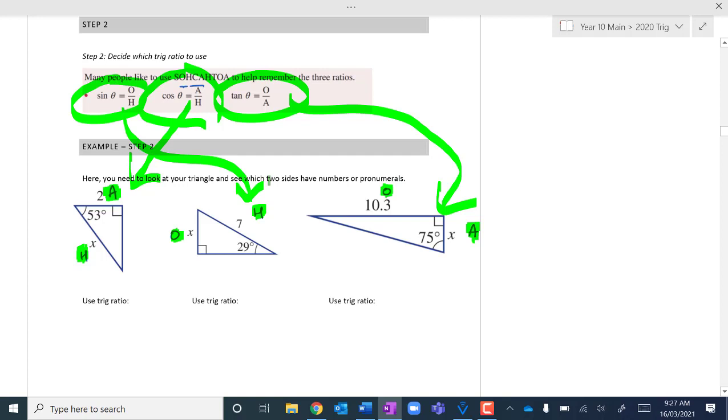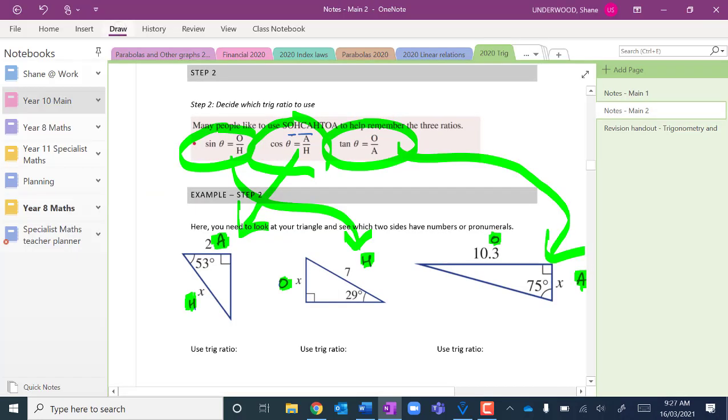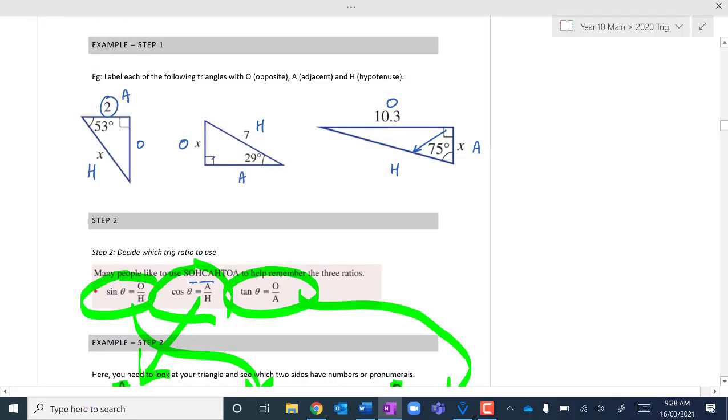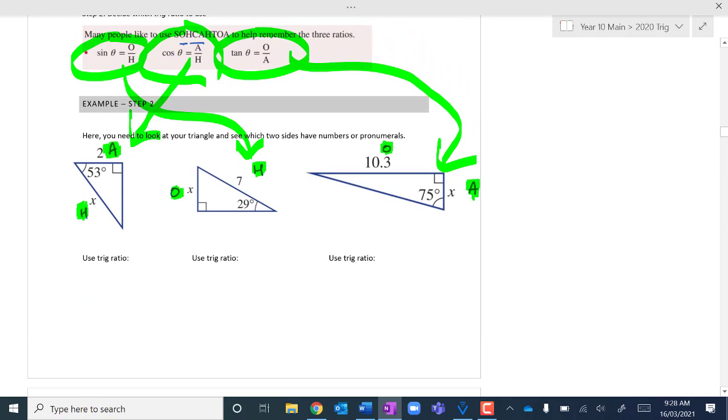So step 2 is actually working out which trig ratio to use based on what your 3 knowns are. Okay, so we know the angle. In these examples, we know all of the angles. So we know an angle. We know one side length. We're trying to find the other side length. All right, so what we can do now is let's write out what our trig ratios are. We've established that the SOH is sine. The CAH means cos.